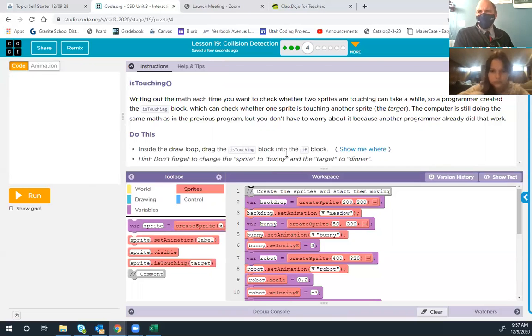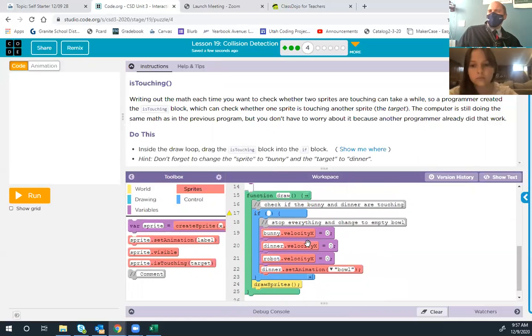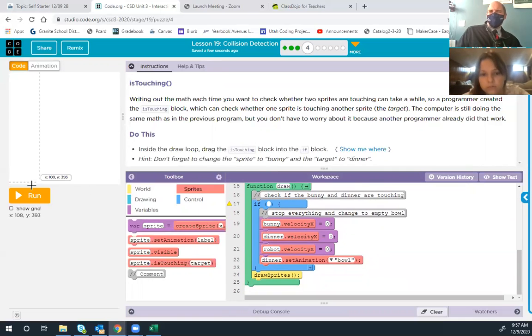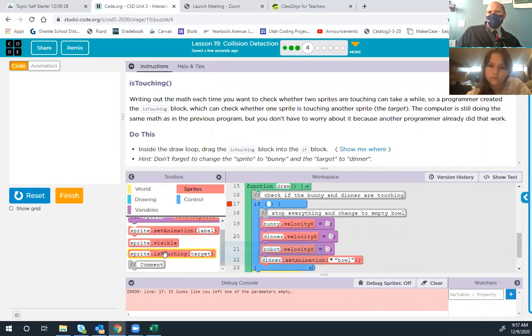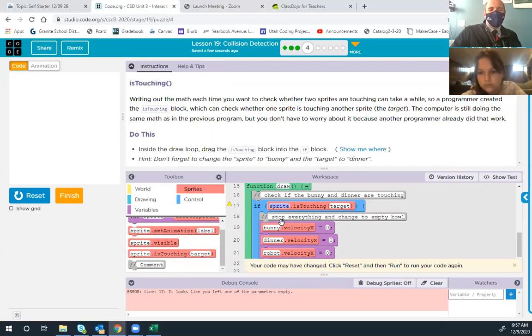So inside the draw loop, drag the isTouching block into the if block, and make sure to see if the bunny is touching the dinner. On here, it's not going to actually run because I've left the parameter empty. So you have to have the sprite that is touching. So right here, we're going to say bunny is touching dinner.